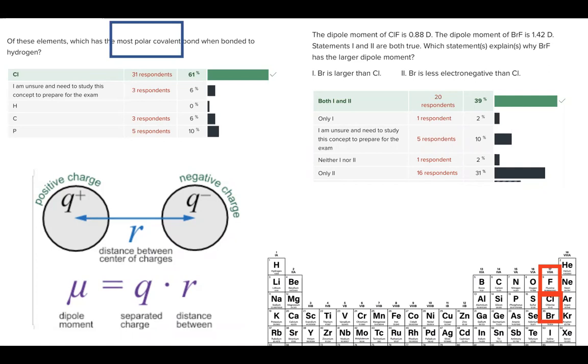Okay, and then there's a lot of questions about the properties of certain atoms.